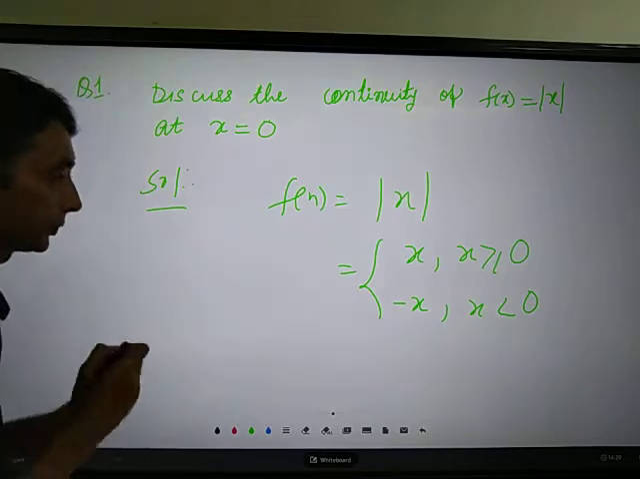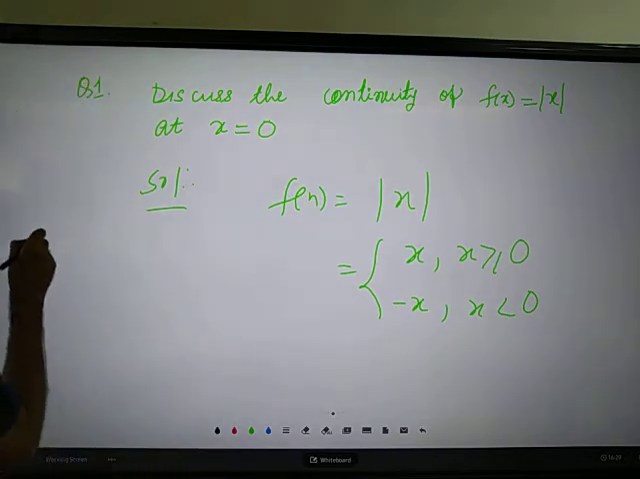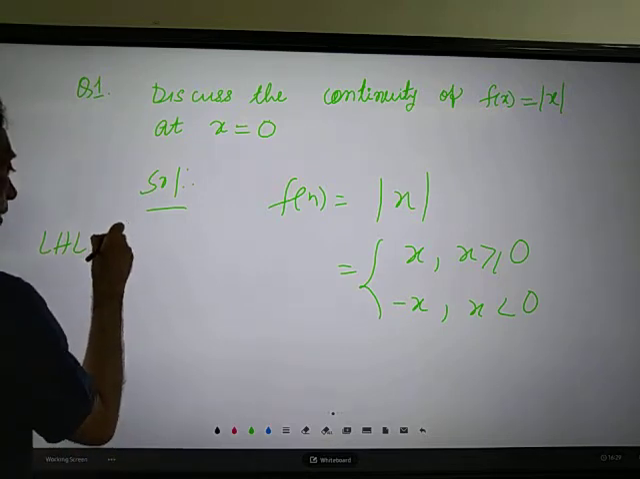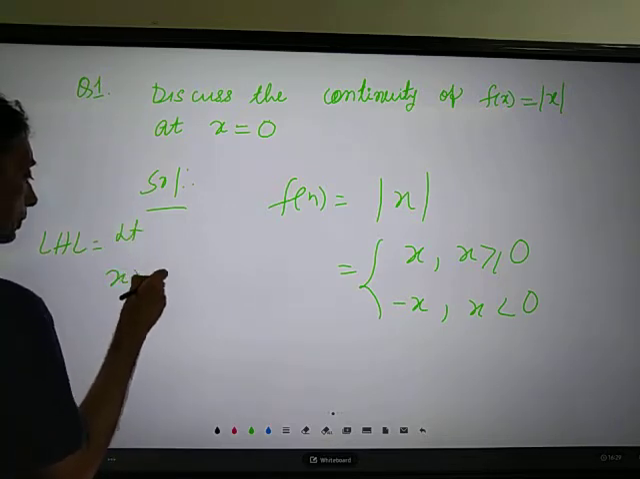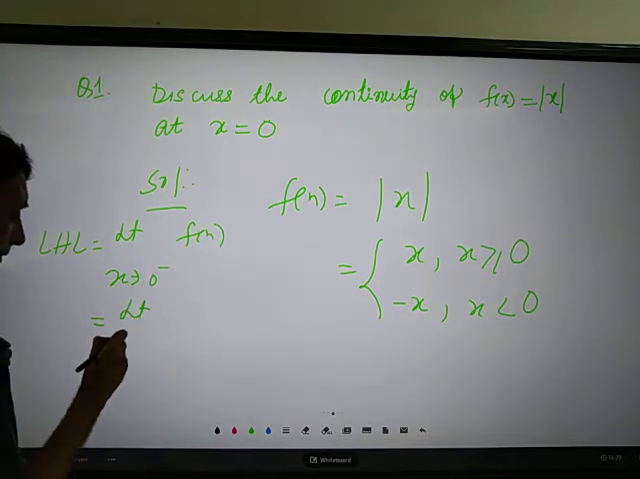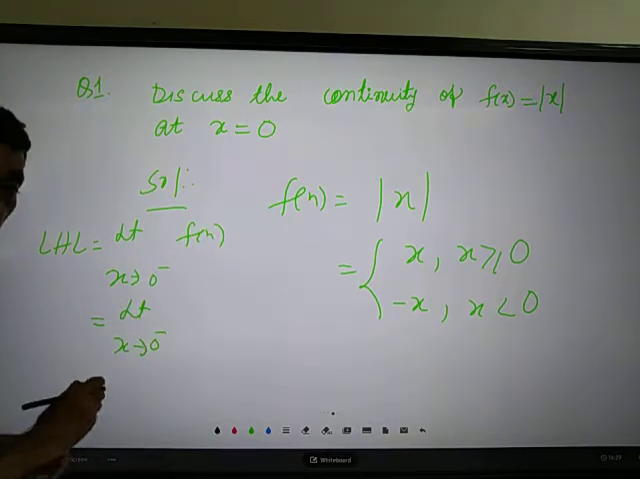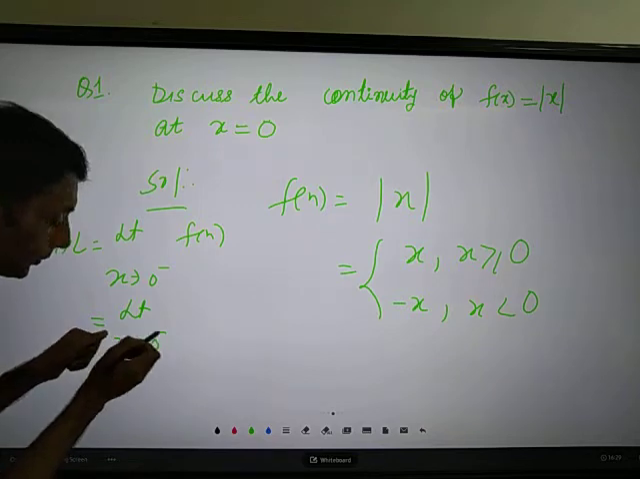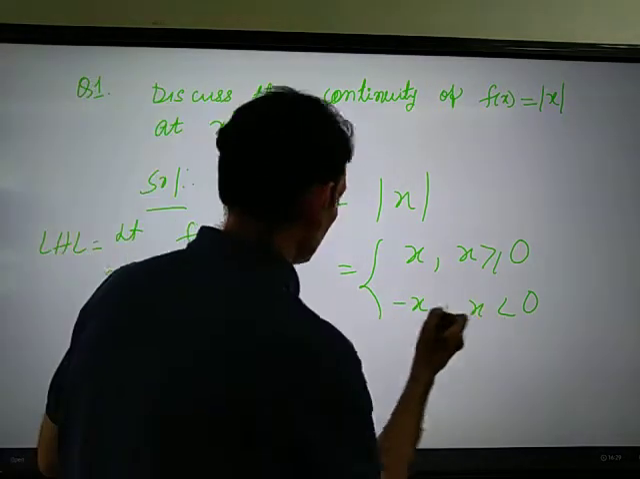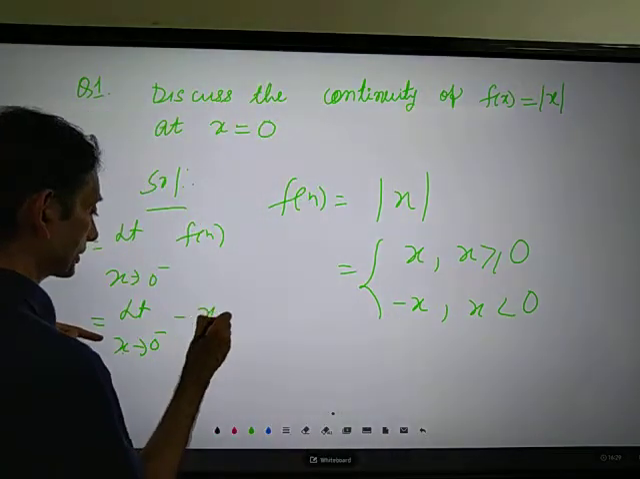So first try to find out the left hand limit and the right hand limit. First the left hand limit, limit x tends to 0 minus f(x). What's the meaning of this? x approaches 0 from the left side, that means this x is negative. So x is negative, therefore f(x) is to be replaced by minus x.